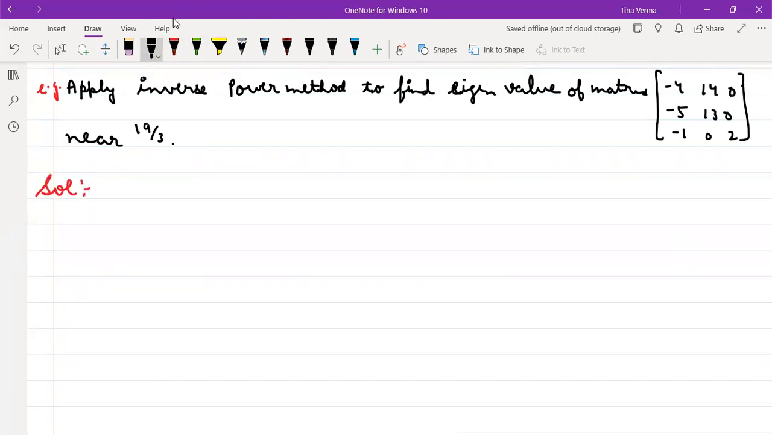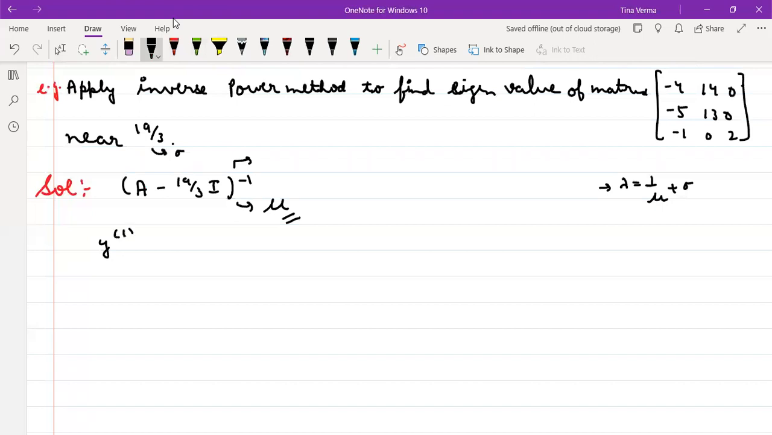So what do you have to do? You will just apply A minus sigma I, inverse, where sigma is 19 by 3. You will apply your inverse power method. After that, how will you recover lambda? What did we do? Lambda is 1 by mu plus sigma. So you will get the eigenvalues of this matrix, which you denote by mu, and lambda will be 1 by mu plus sigma. So how will you proceed?